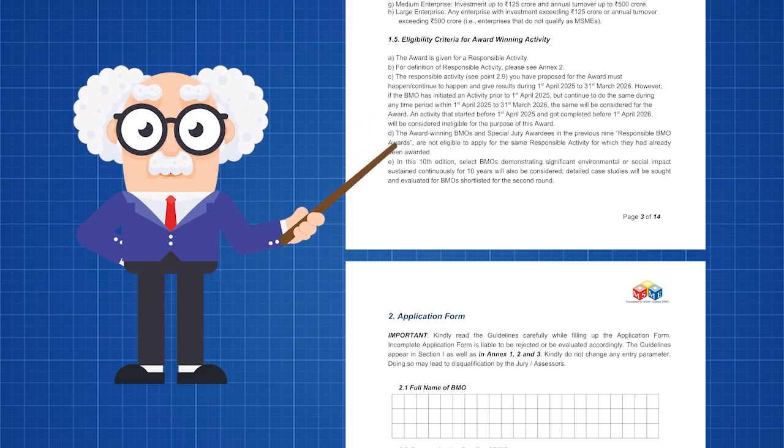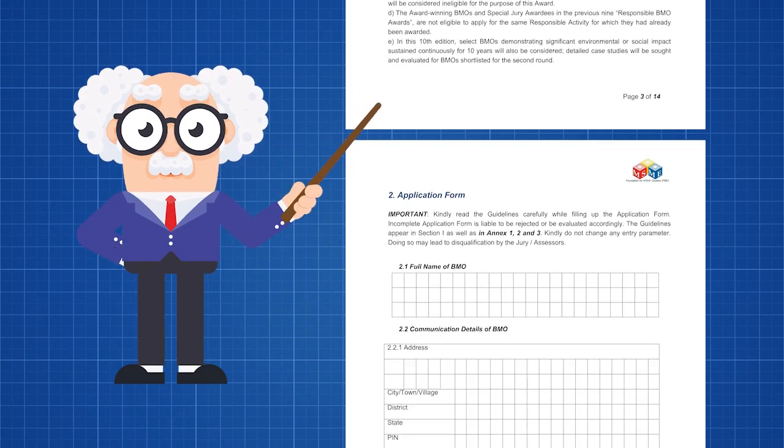And one special edition this year, since this is the 10th edition, select BMOs that have shown significant environmental or social impact continuously sustained for 10 years will also be considered. If you're shortlisted in the second round, you may be asked for a detailed case study. Now that you understand the theme and eligibility, let's move to the actual application form.